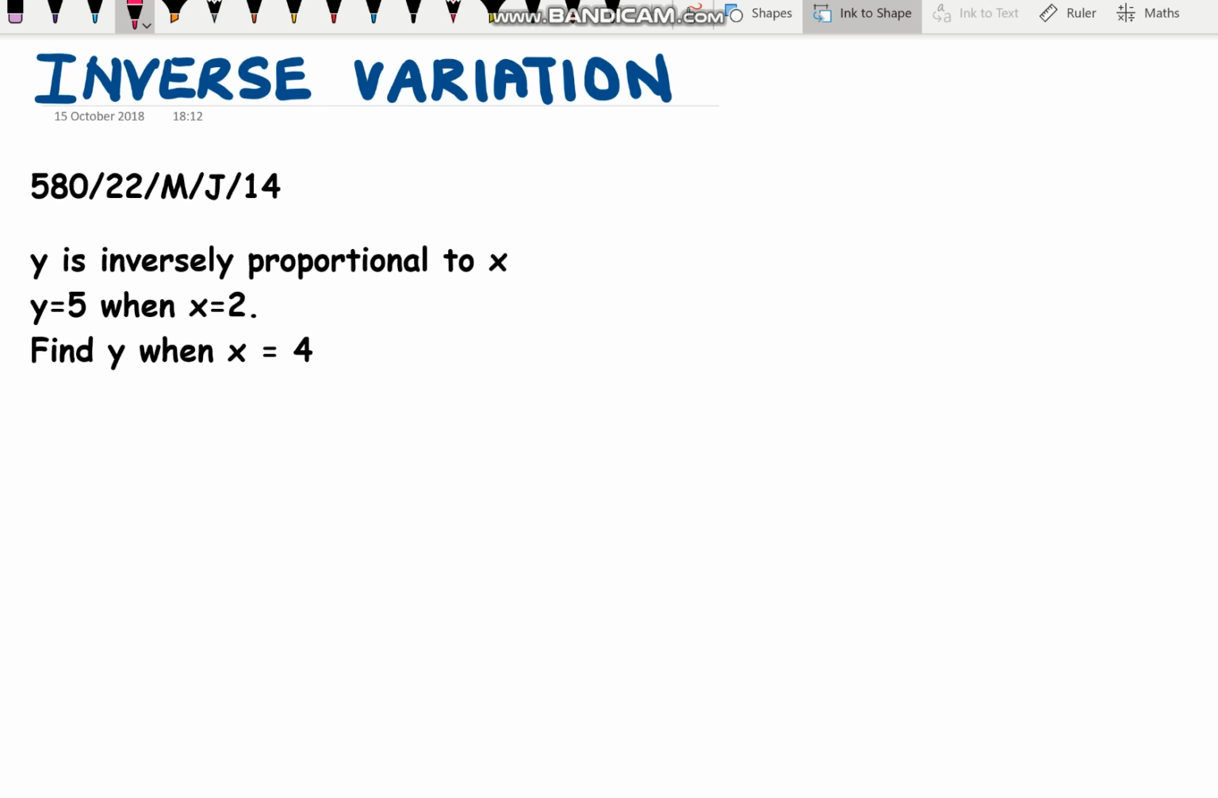In this video, I shall teach you about inverse variation. Inverse variation means as one quantity increases, the other quantity decreases. This question has been taken from May June 2014, paper 22, and the paper code is 0580. Y is inversely proportional to x cube. They are telling you y is inversely proportional to x cube.